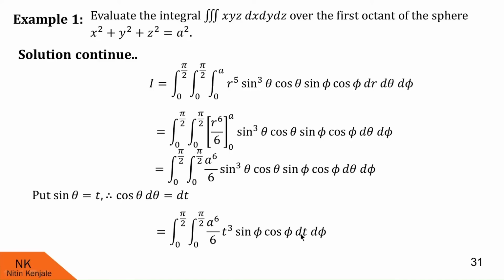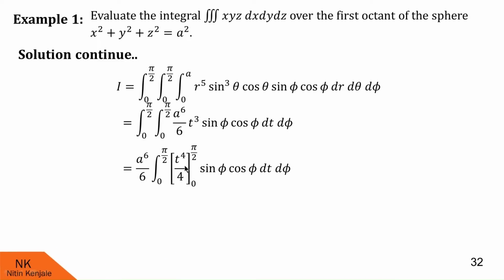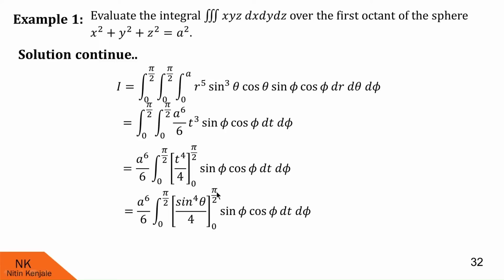Integration of t cube with respect to dt is t raised to 4 upon 4 over the limit 0 to pi by 2. Now we will once again write what is t over here. We have substituted t is equal to sine theta, because these limits are of theta, not t. So I'll write here sine raised to 4 theta. Now we substitute these limits in theta. Sine pi by 2 is 1, so sine raised to 4 pi by 2 is also 1. Similarly, sine 0 is 0, so sine raised to 4 of 0 is also 0. So we will be left with 1 by 4. It is a constant, we can take it out.